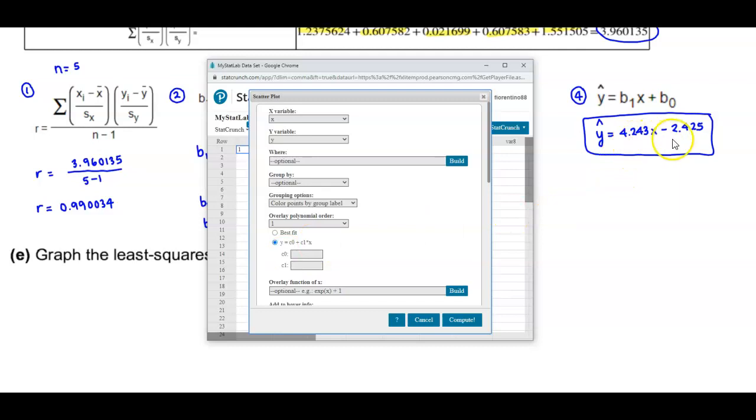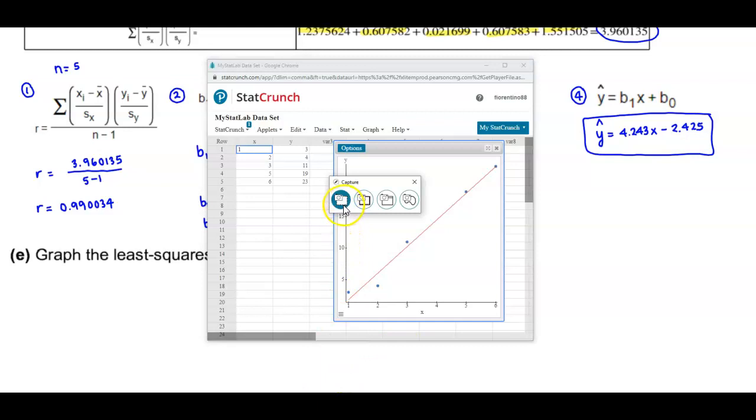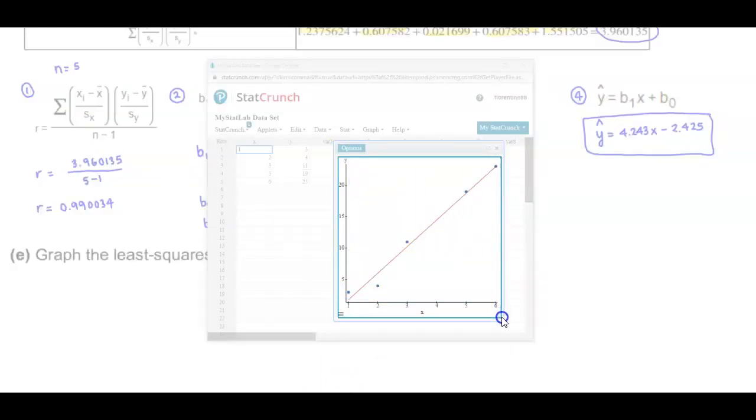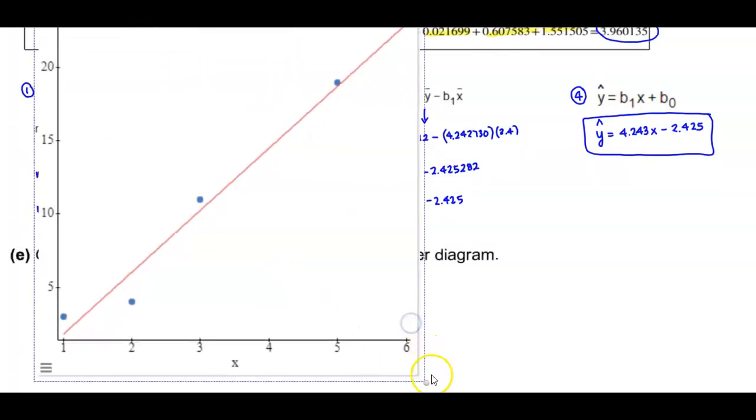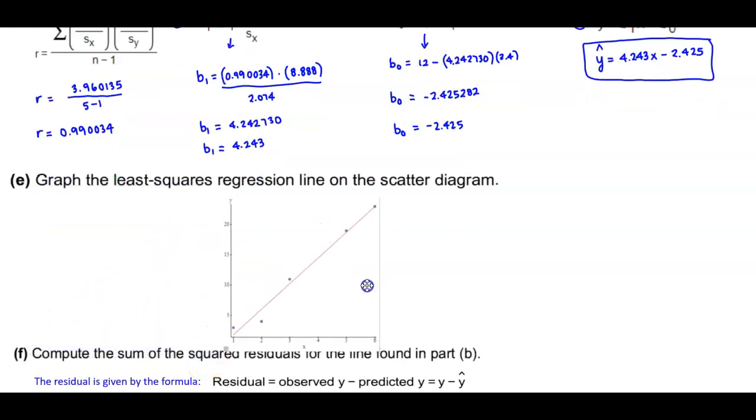Now, C0 represents the y-intercept, and what we got over here is negative 2.425. Then we can see that C1 is the same thing as b1, which is the slope, which is 4.243. Okay, and then we're going to select compute. Therefore, this is the graph of the regression line that we have just found. So there is our least squares regression line on our scatter plot. Again, recall that this line represents the equation 4.243x minus 2.425.